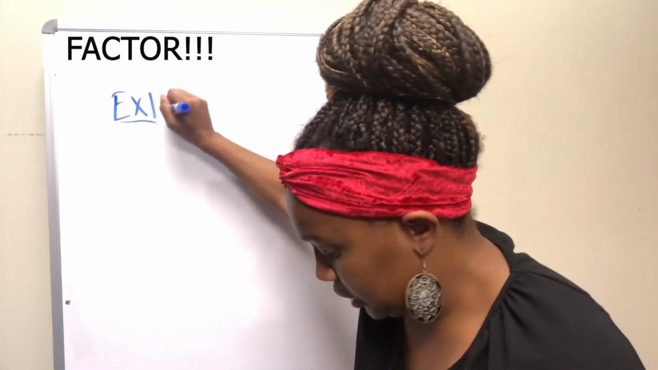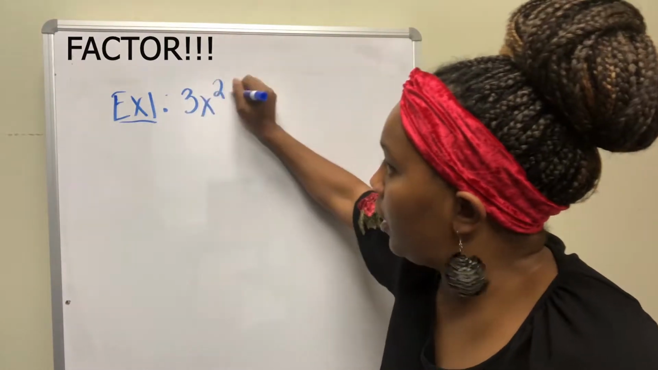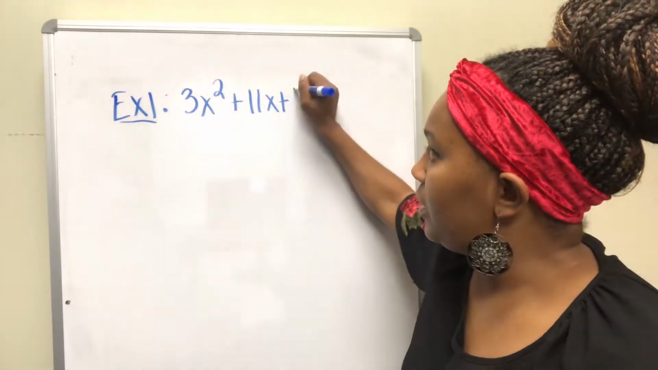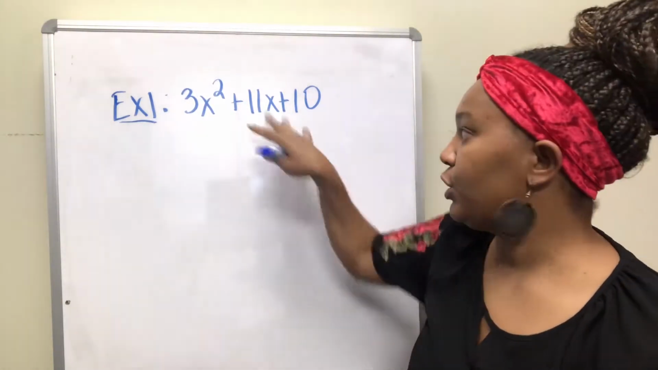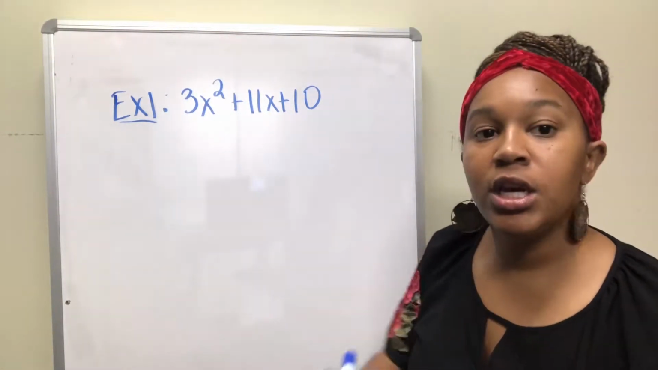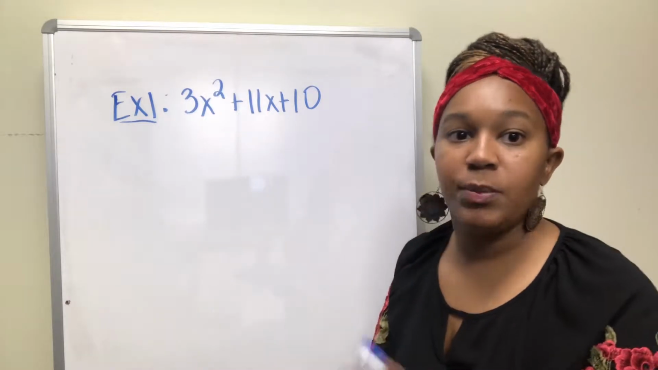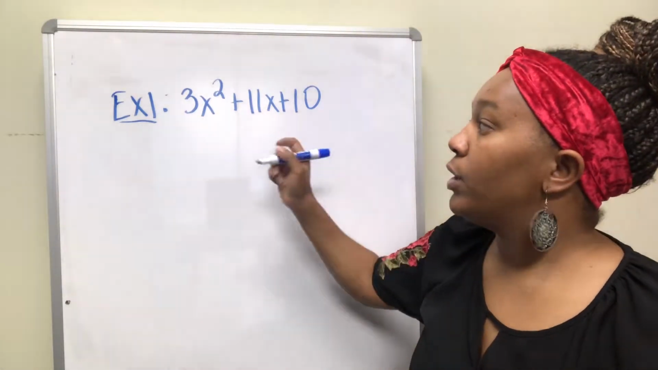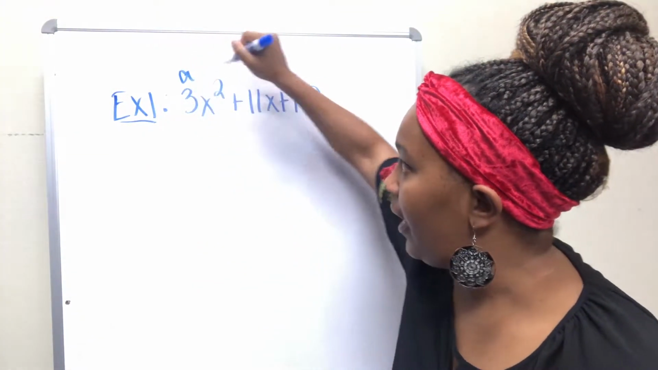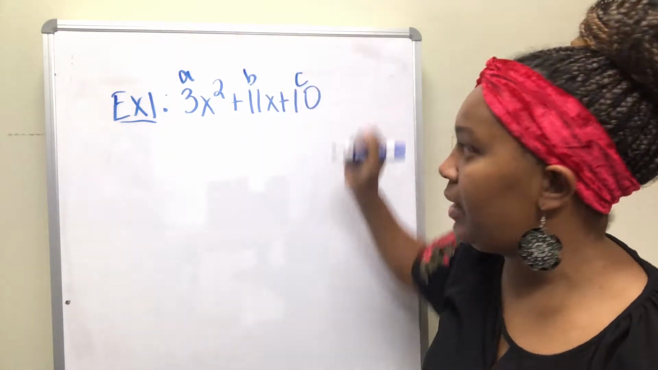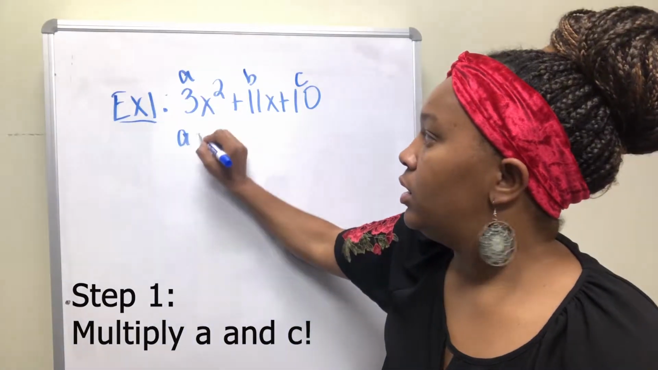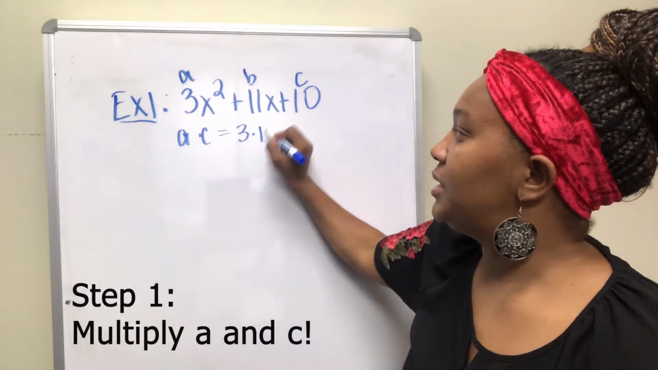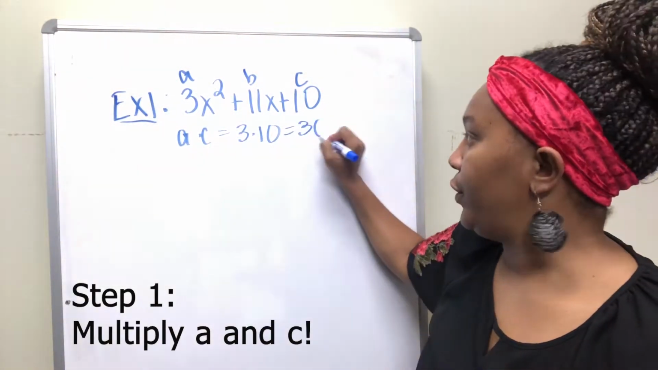We're going to factor 3x squared plus 11x plus 10. This is an algebraic expression. There are 3 terms and I want to factor this so that it's written as the product of 2 separate algebraic expressions. First we have to identify A, B, and C, because I have to first multiply A times C. So A times C, 3 times 10, is 30.